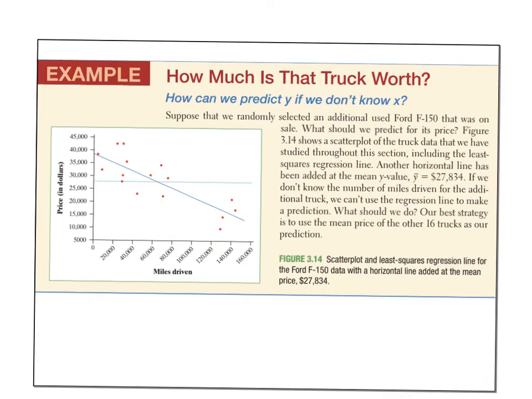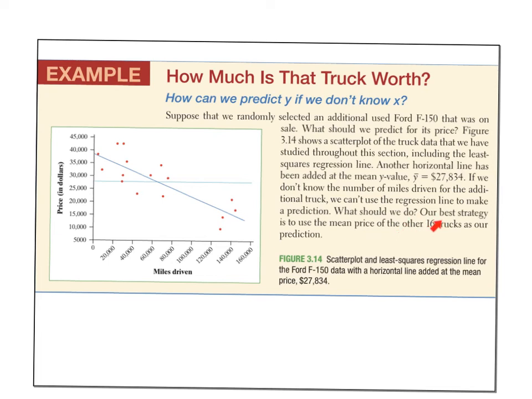So I'm going to use the truck example to try to explain r squared to you. So suppose that we randomly selected an additional used Ford F-150 that was on sale. What should we predict for its price? And this is our scatter plot, but I've added a new horizontal line. This is our mean y value, so the average of all the y's. So if you didn't know the number of miles on the truck, we wouldn't be able to use the regression line to make a prediction. So what should we do?